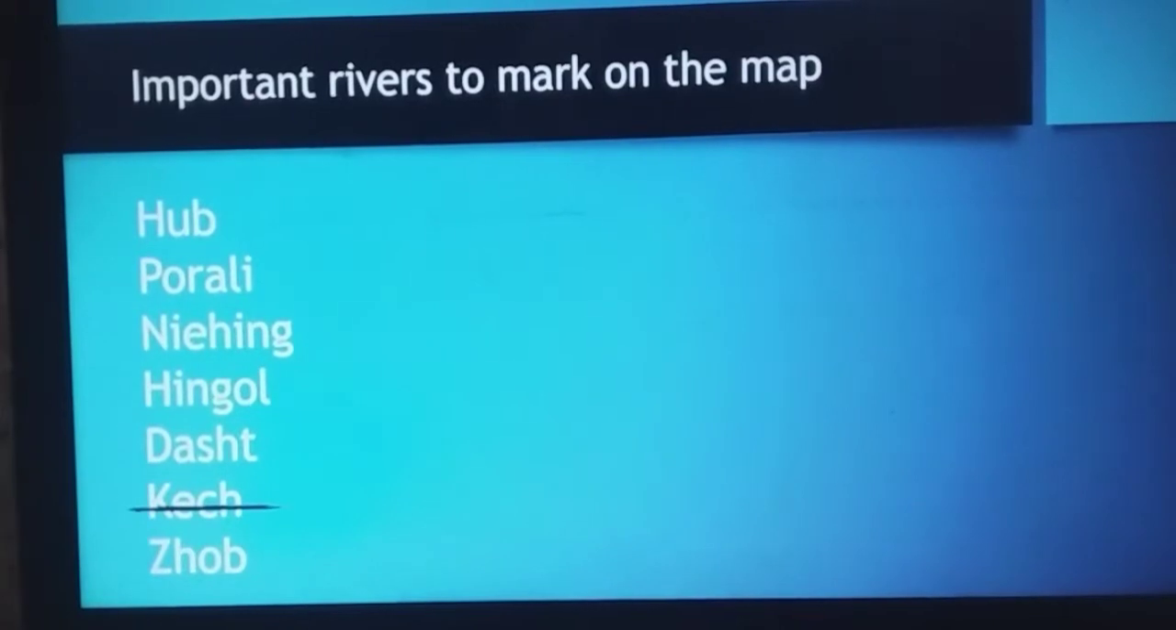Now here is a list of all the important rivers that you got to learn to locate on the map of Pakistan. Their names are Hab, Parali, Nihing, Hingol, Dasht, Kech and Zob. I'll be teaching you how to remember to locate these rivers on the map of Pakistan.